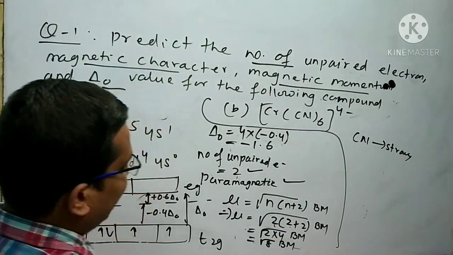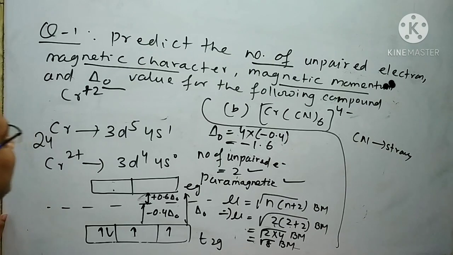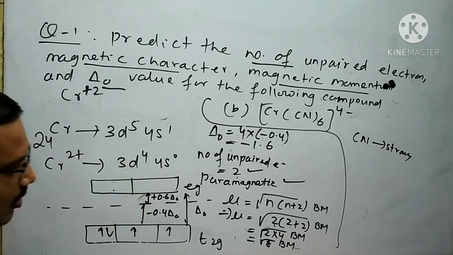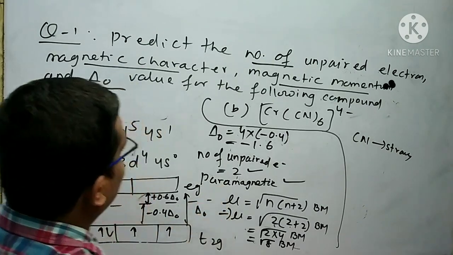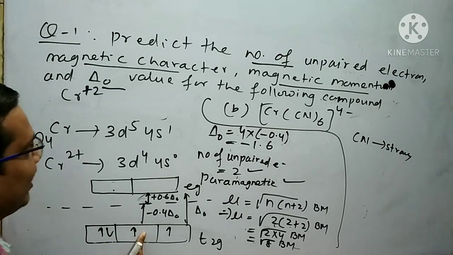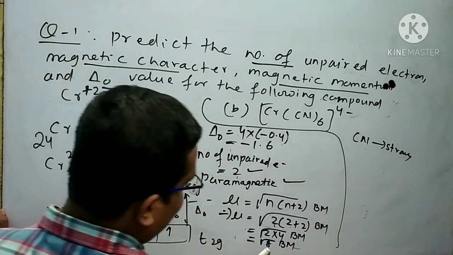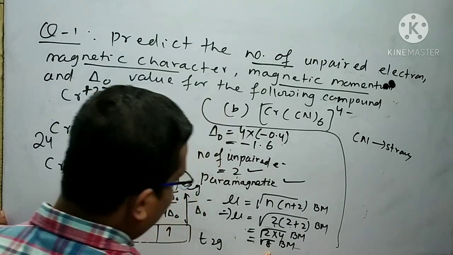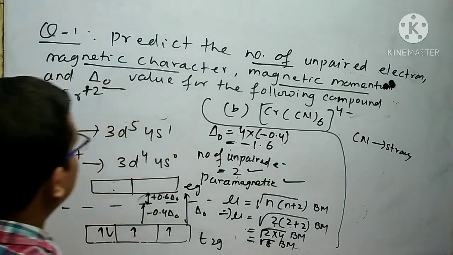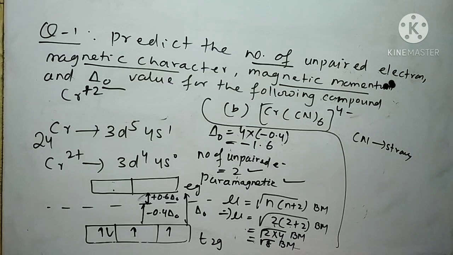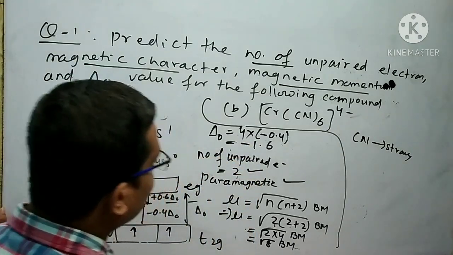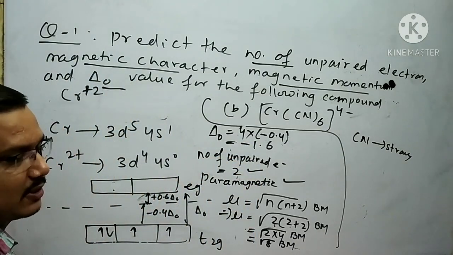In this question, find the number of unpaired electrons. Here the number of unpaired electrons is 2. Next question is your magnetic character. This is your paramagnetic in nature due to the presence of unpaired electrons. Next question is your magnetic moment. The magnetic moment is your root over of 8 BM. Next is your find the del 0 value. The del 0 value is your minus 1.6.